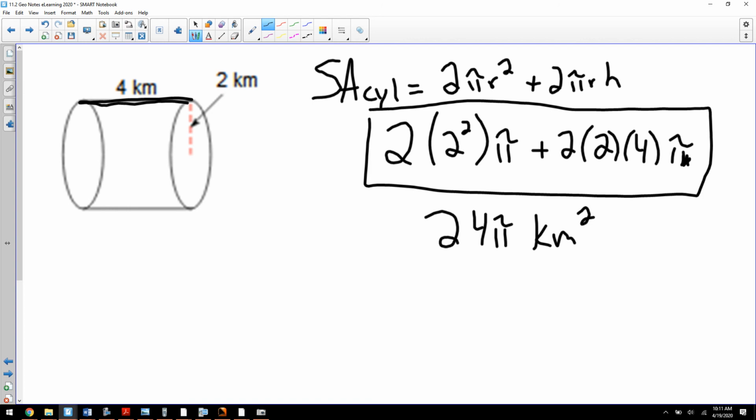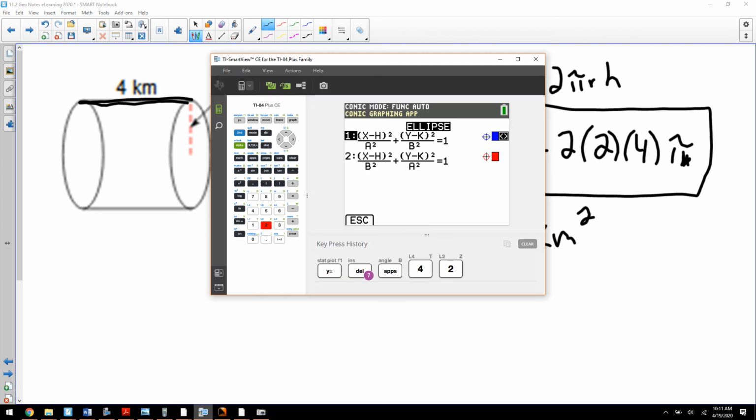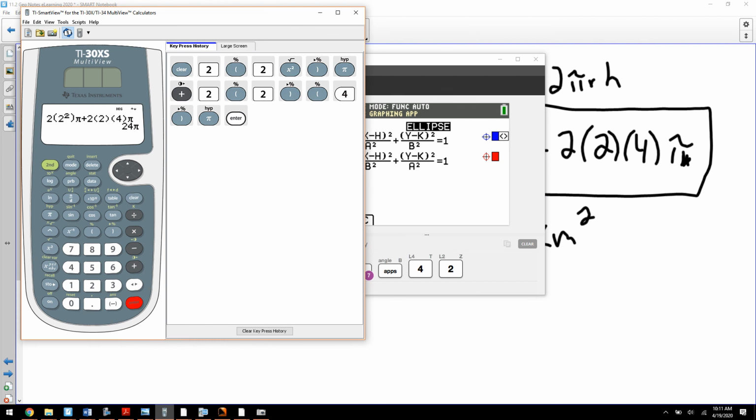Now, if you don't have the multi-view calculator and you wind up putting the pi values in, when you're pressing the pi value, oops, wrong calculator, you should have gotten the double arrow, 75.398, which is 75.4 when you round it to 1 decimal, or 75.40 when you go to 2 decimals.